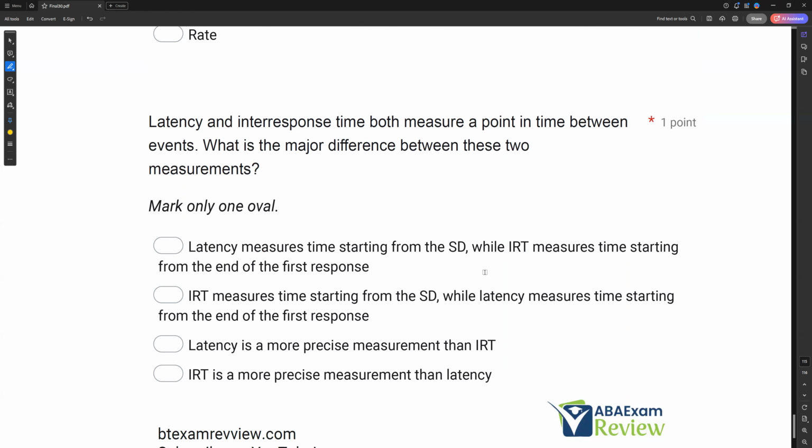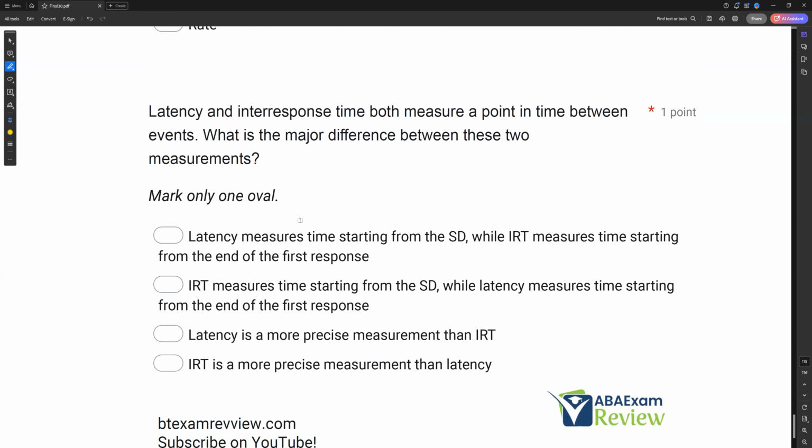Latency and inter-response time both measure a point in time between events. What is the major difference between these two measurements? All right, easy question if you're fluent. And this is why fluency is so important. Let's start by defining latency and inter-response time. Latency is time in between the SD and the response. What is inter-response time? Inter-response time is the time in between two responses.